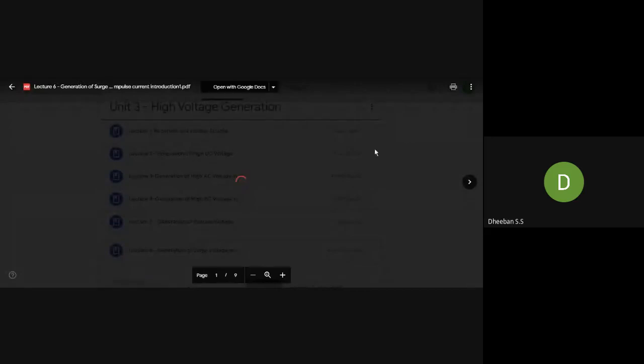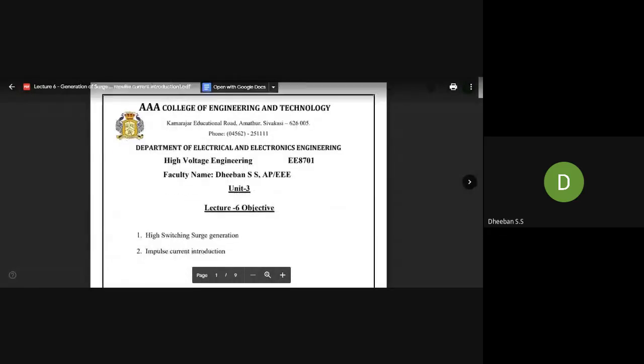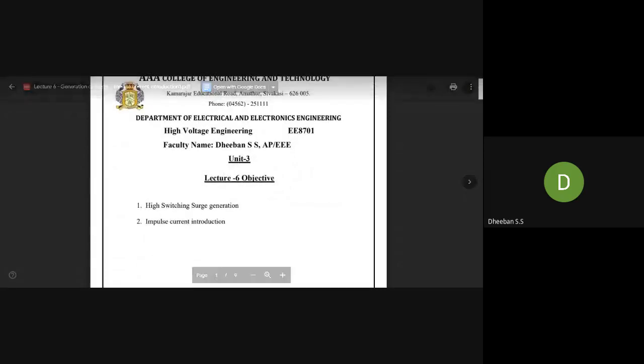So we'll be starting with the switching surge. We'll be seeing how the switching surge is generated. In the second segment, we'll be seeing a small part of generation of your high impulse current, how the impulse current is being generated. A small introduction part will be given.